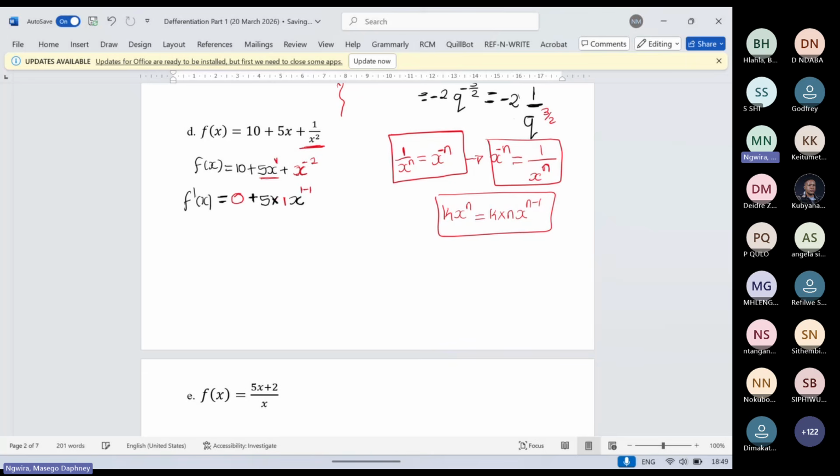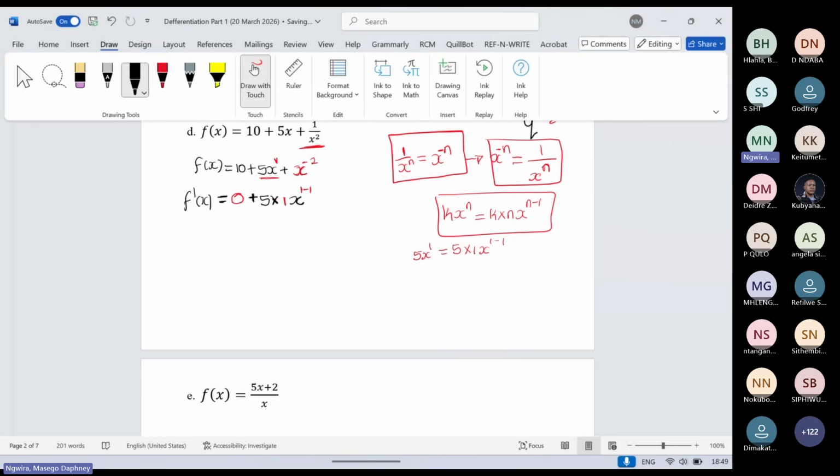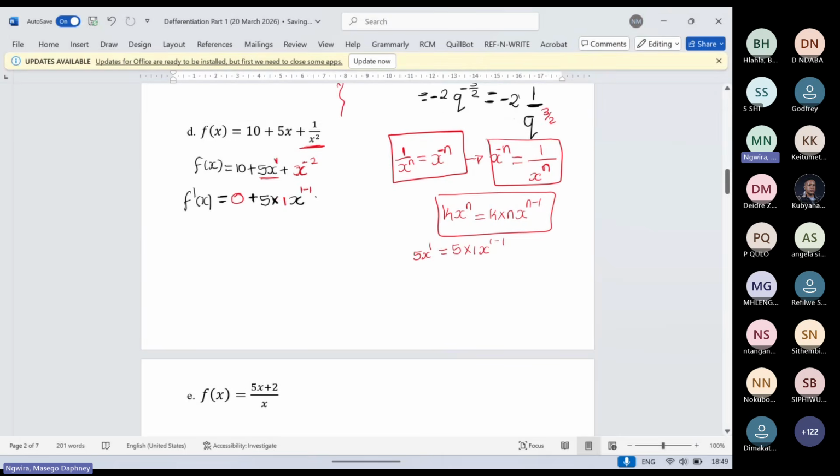So it's 5 times 1, then x to the power of 1 minus 1. If I have what? 5x to the power of 1. If there's no power, you put 1 on that variable. And then now we move on. Now we move on to plus.